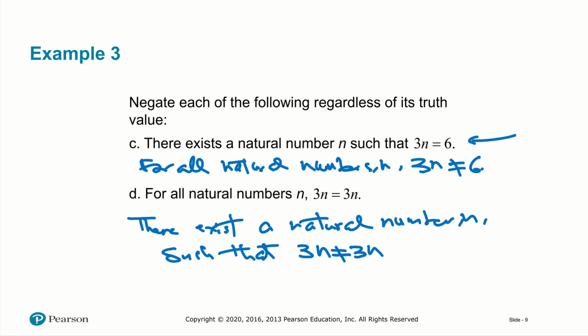So what does that tell you about the negation? The negation is false. How about this one? Is this a true statement? All we're saying is you take any natural number n and 3 times that number equals 3 times that number. Of course, that's true for every natural number, right? So again, we have a true original statement, and the negation we wrote is of course false. But we weren't worried about that. We just wanted to learn how to negate.